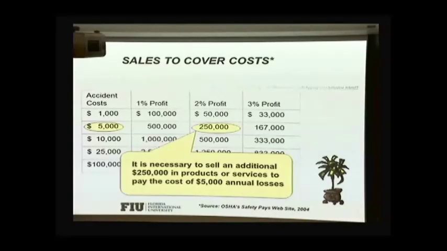We talked about the cost of sales to recover. Yeah, we talked about that, right? I think we covered this before.